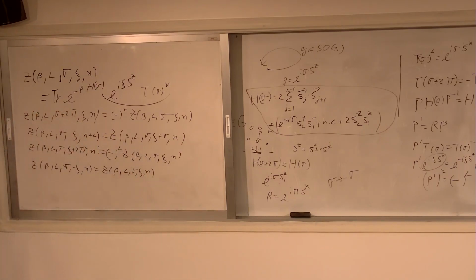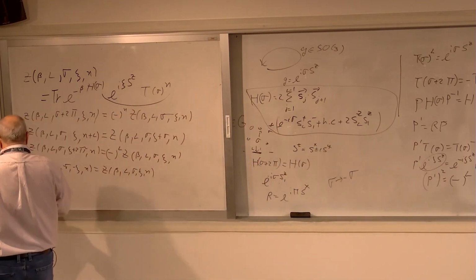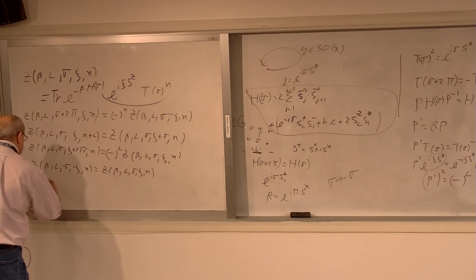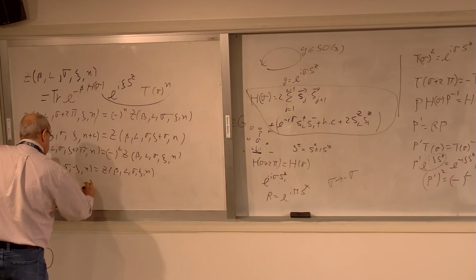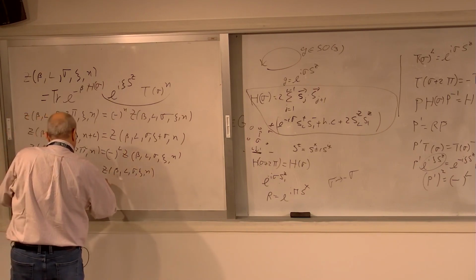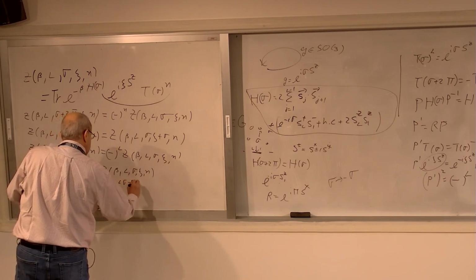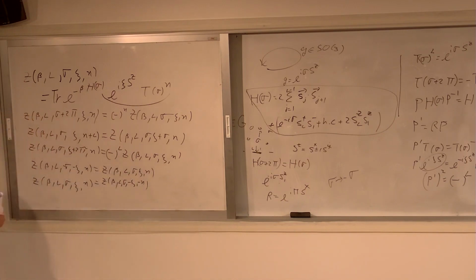And we can also do the same thing with P prime, which is a symmetry. So it's getting a bit tedious. Z of beta, L, sigma, c, n is the same as Z of beta, L, sigma, minus c, minus n. And you can check it for yourself.